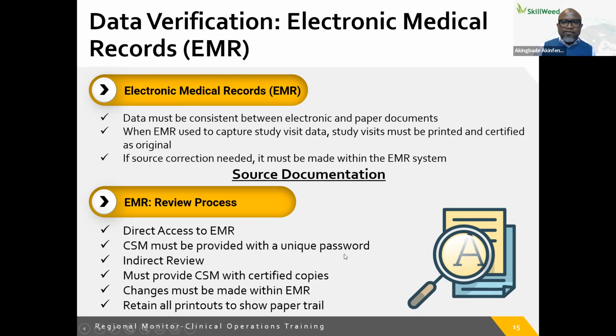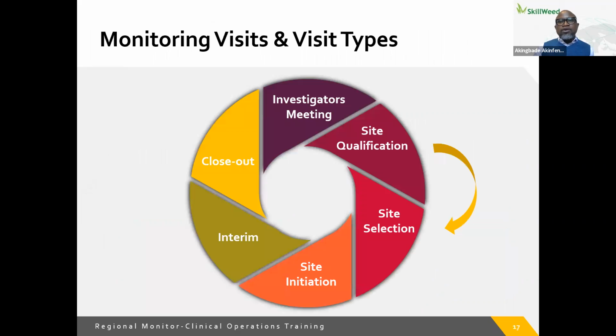All right, so types of visits, I'll just talk about this real quick. We're going to cover different types of visits. We'll talk about the investigators meeting, which is just the meeting when a study is kicking off. Then we'll get into site qualification, site selection, site initiation, interim visit, closeout visit. Every one of these elements we're going to talk about in the program.